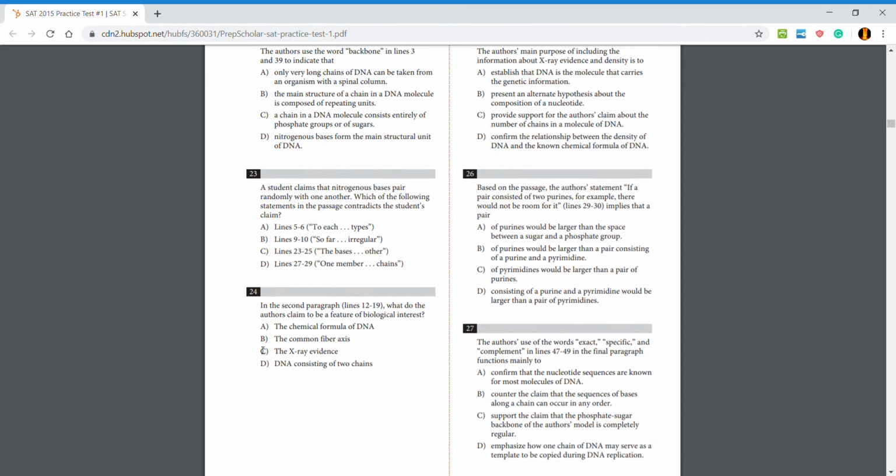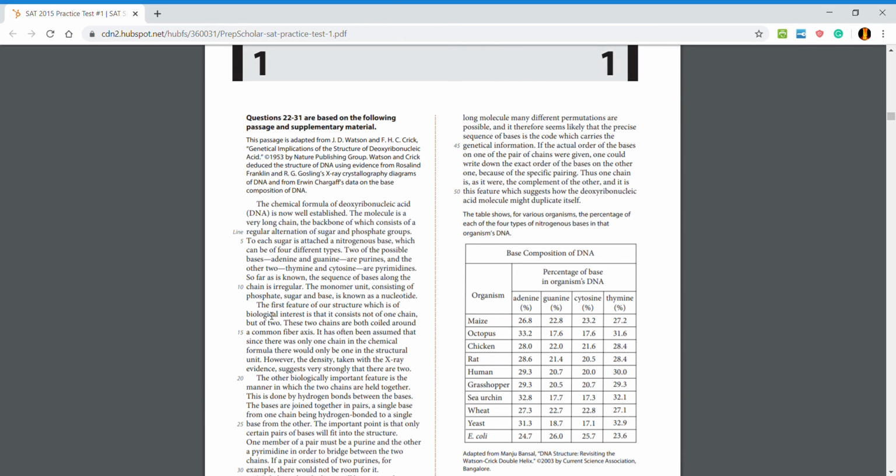In the second paragraph, lines 12 to 19, what do the authors claim to be a feature of biological interest? So, if we go to 12 to 19, second paragraph, the first feature of a structure which is of biological interest is that it consists not of one chain, but of two.